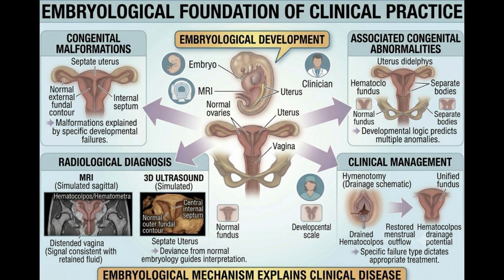In the next module, we will continue building this developmental framework by examining the molecular regulation of female genital tract development, including the genetic and signaling pathways that control Müllerian duct formation, differentiation, and sexual development. Understanding these mechanisms provides the link between normal embryology, congenital anomalies, and many developmental disorders encountered in both pathology and clinical practice.